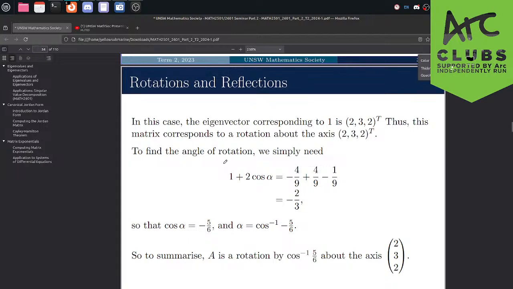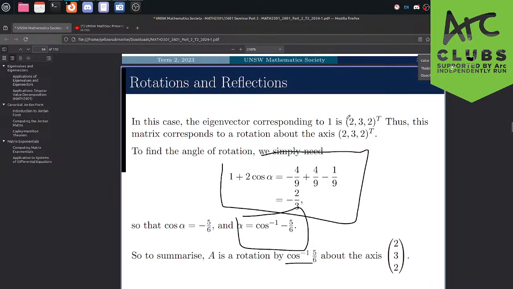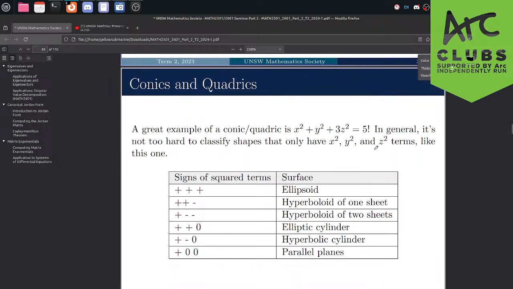For the angle of rotation, recall, you use the trace and calculate inverse cosine. Rearrange this and find alpha equals inverse cosine of -5/6. And so to summarize, for the angle, that's the result, and to find the axis, you just find the eigenvector using the kernel calculation. I won't do it here, but it's (2, 3, 2). That's the vector. And so this is the axis. Cool.